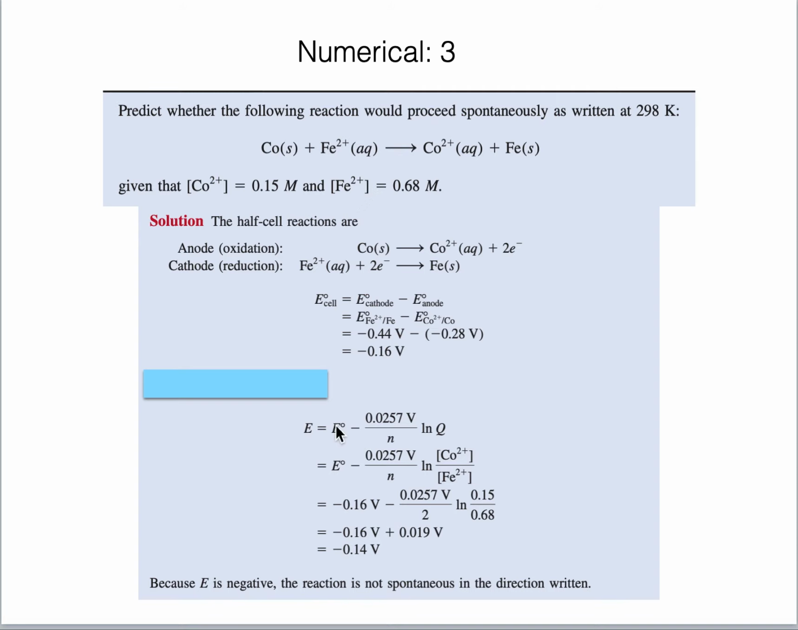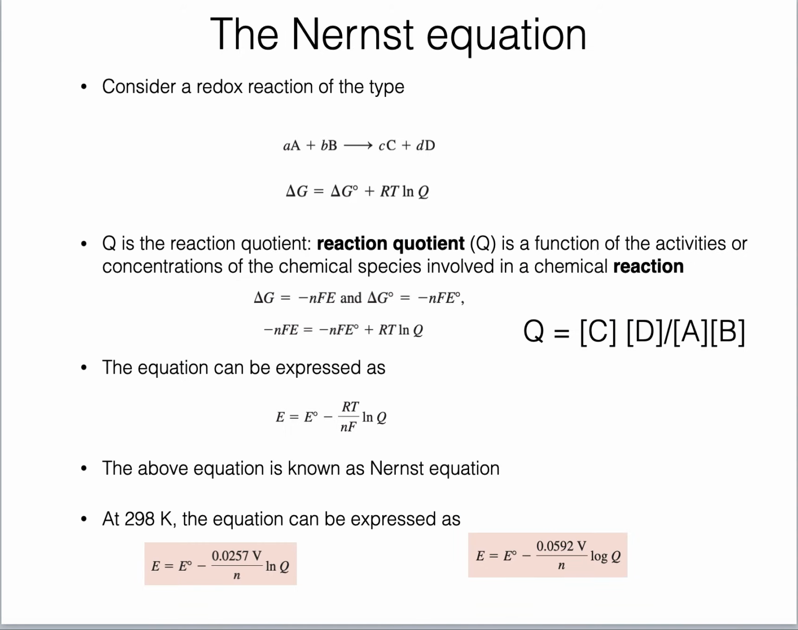Okay, to calculate E, we have to use this formula. E is equal to E naught minus 0.0257 over N. We have used this formula again because the temperature is 298. Otherwise, we can use the other formula, which is E is equal to E naught minus RT over NF natural log of Q. If temperature is not 298, then we can use this formula. Since temperature is 298, we are using this formula in the numerical.